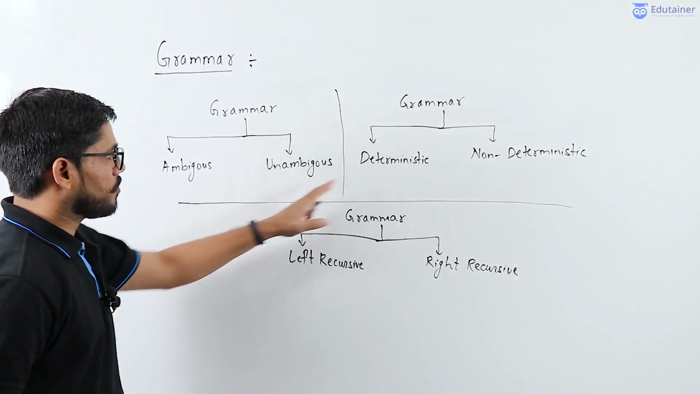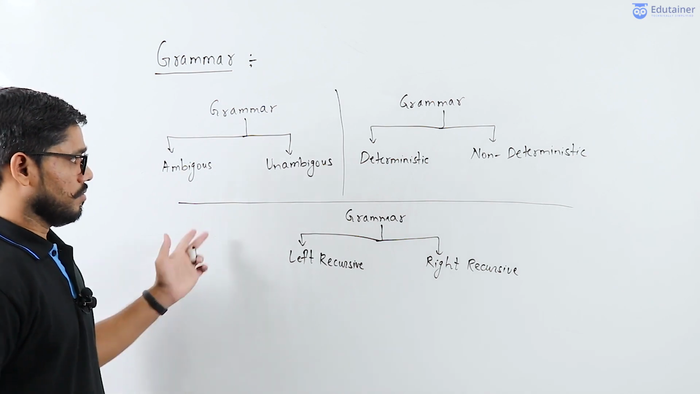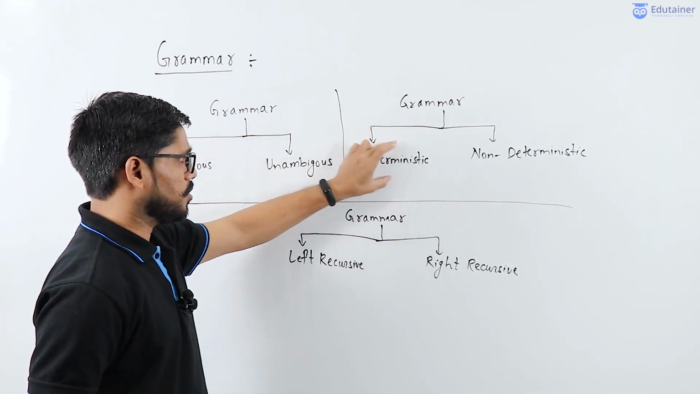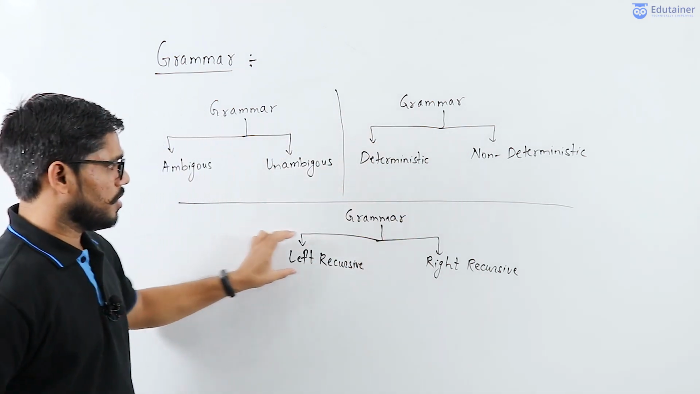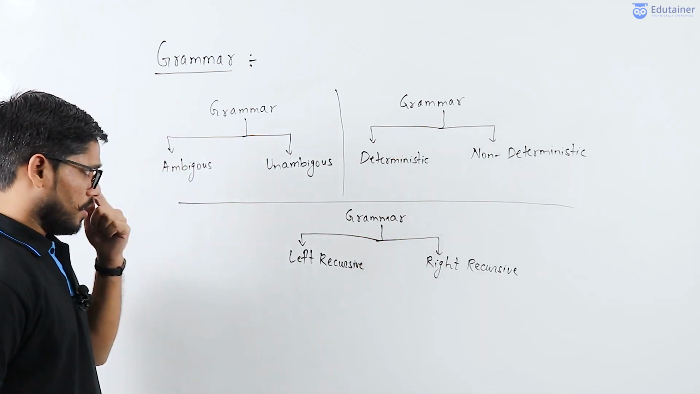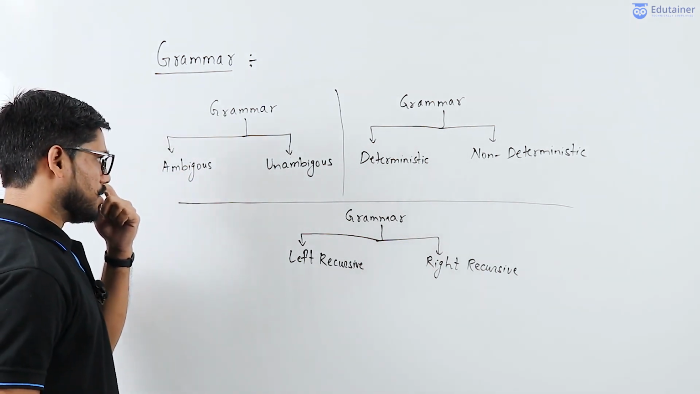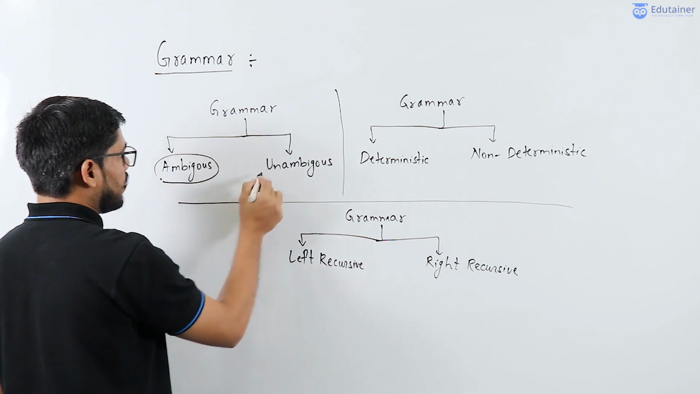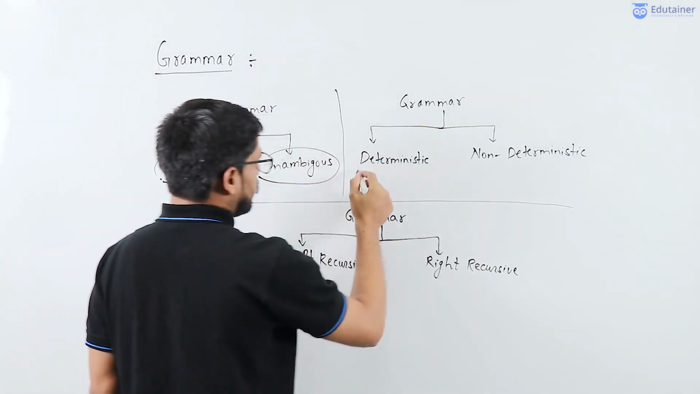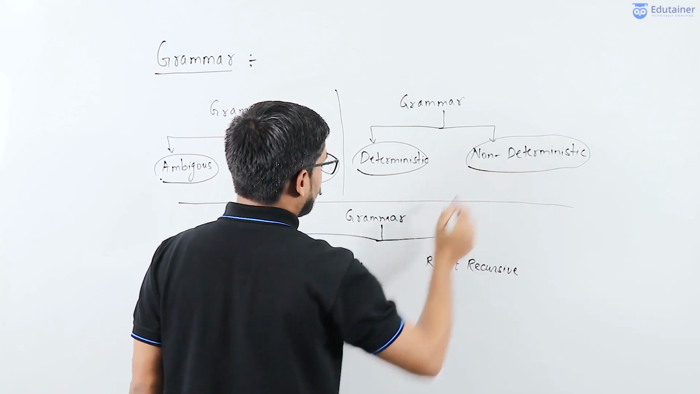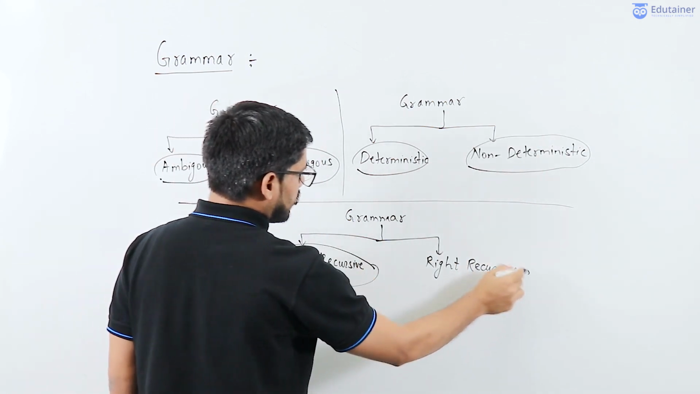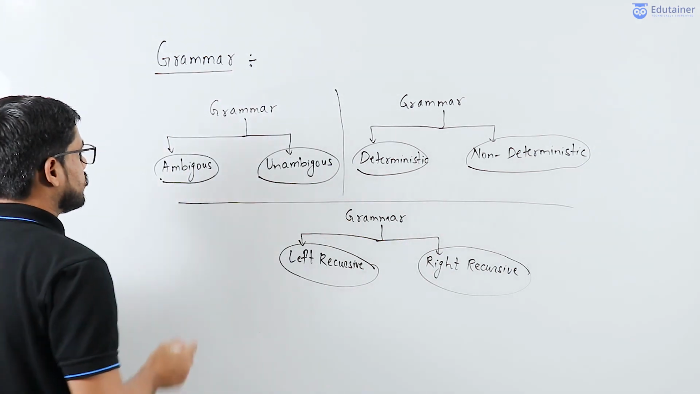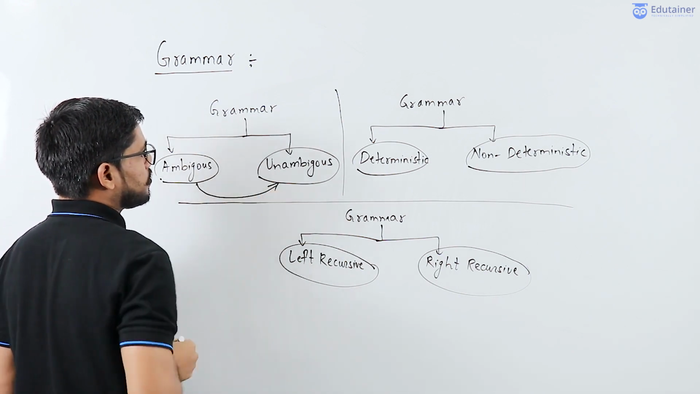And all these types of grammar are independent, meaning a grammar can either be ambiguous or unambiguous. A grammar can either be deterministic or non-deterministic. A grammar can either be left recursive or right recursive. Okay. So what is the sequence in which we study all these types of grammars? First we have to cover the ambiguous and unambiguous grammar. Then after that we will study deterministic and non-deterministic grammar. And finally we study left recursive and right recursive grammar. Okay. And also we study how to convert ambiguous to unambiguous grammar.